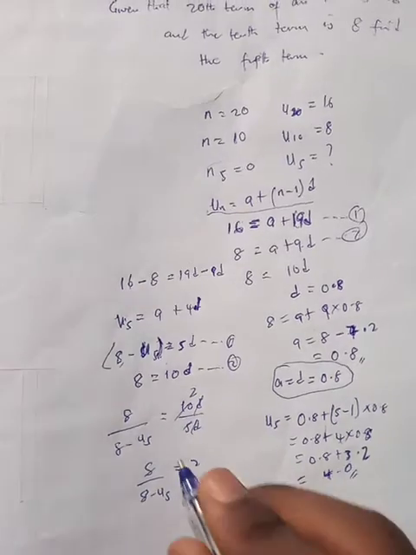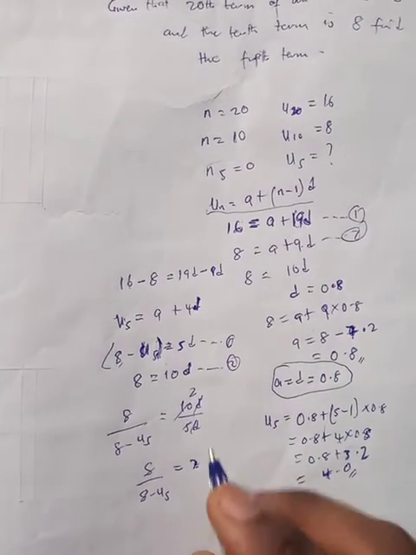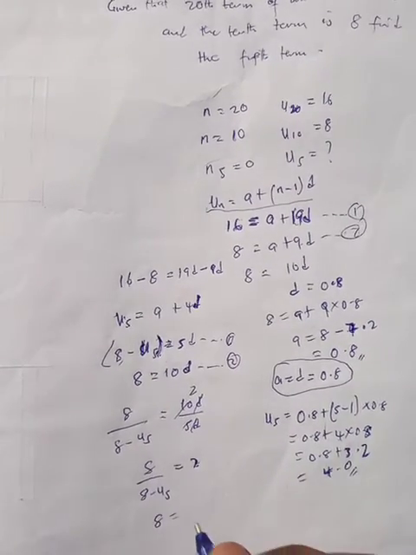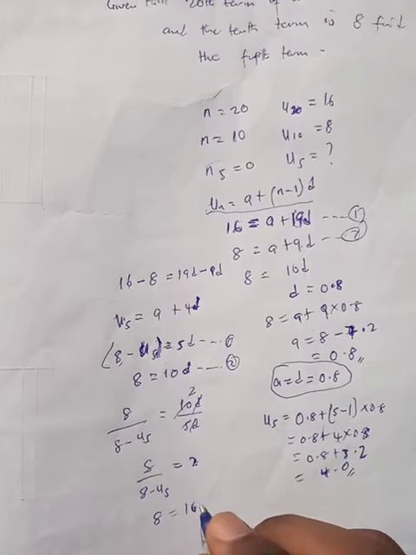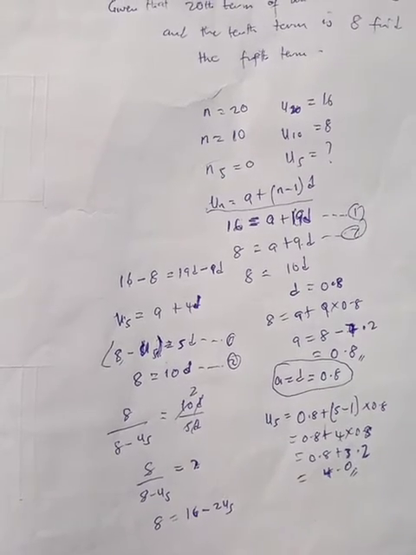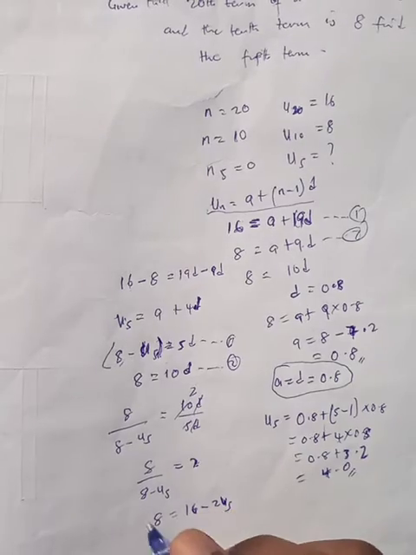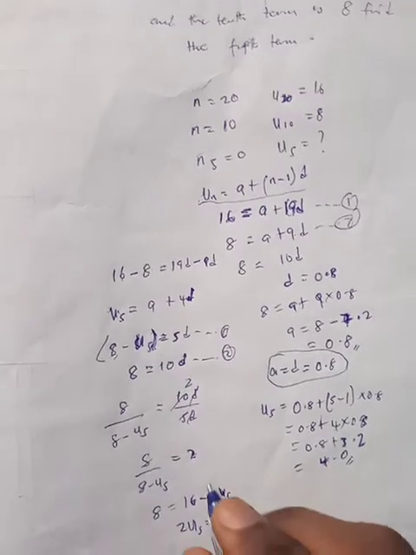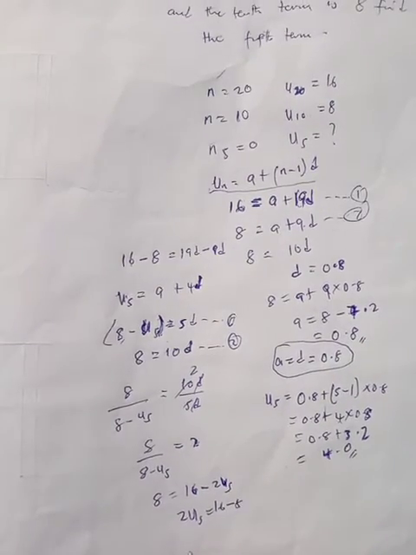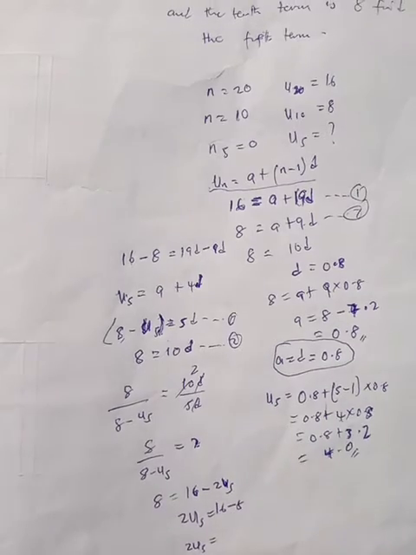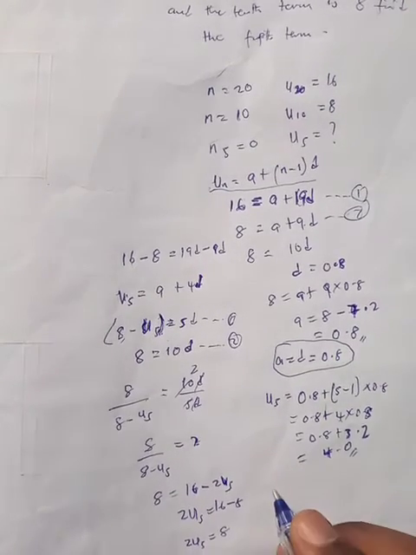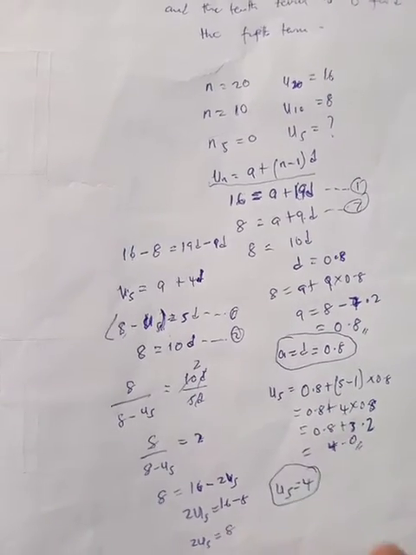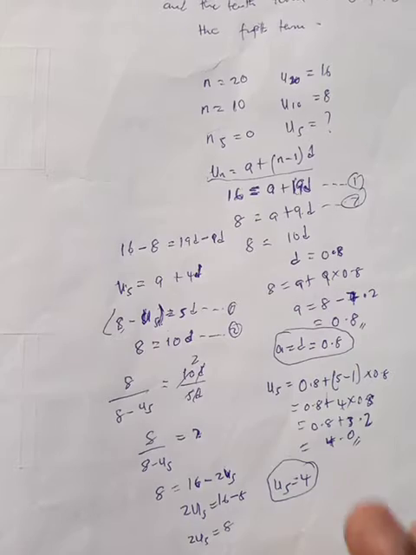So when you get this, simply you multiply this by this. So we'll have 8 is equal to 16 minus 2u5. Have you seen that, guys? So you take this here and take that there. We have 2u5 is equal to 16 minus 8. We have 2u5 is equal to 8. Then we'll have u5, when you divide both sides by 2, is equal to 4. So guys, this was the way I was showing you.